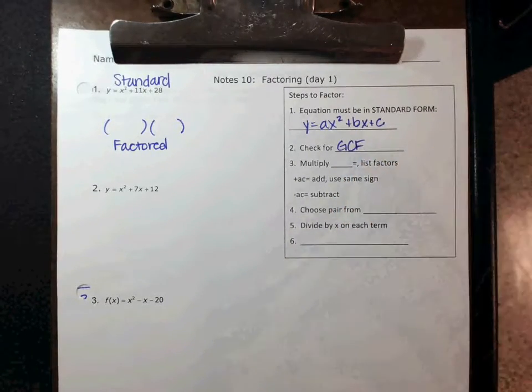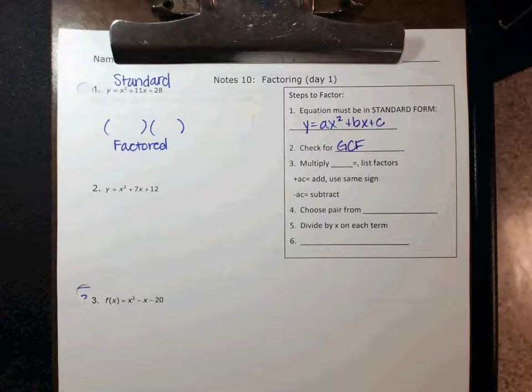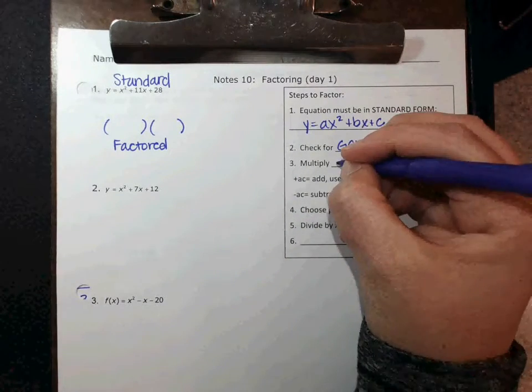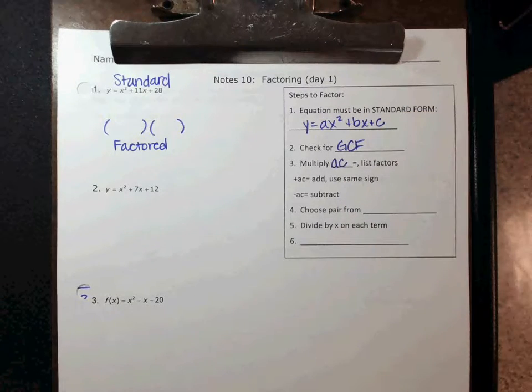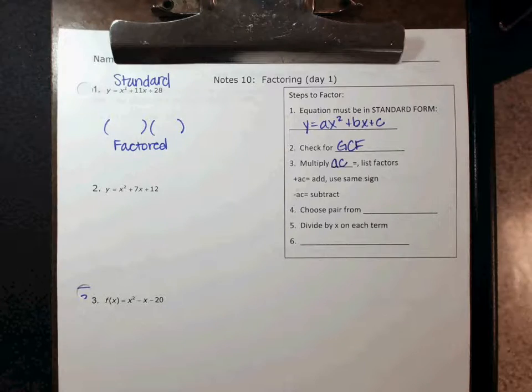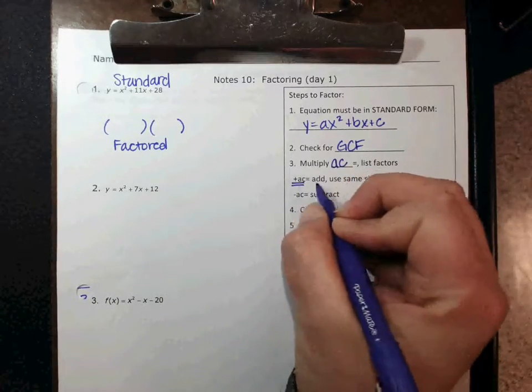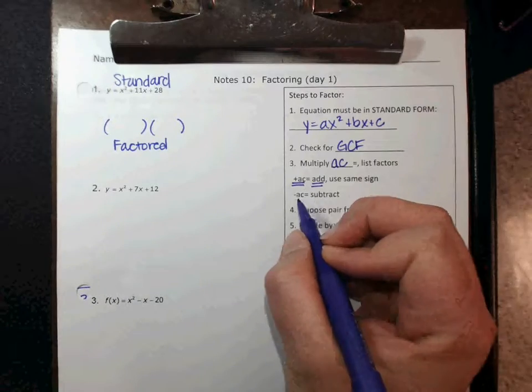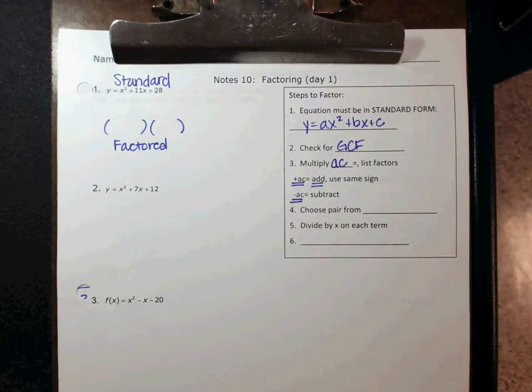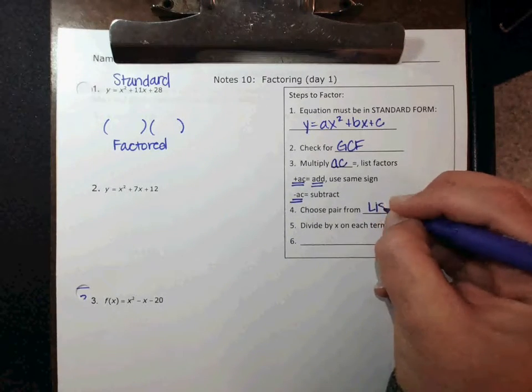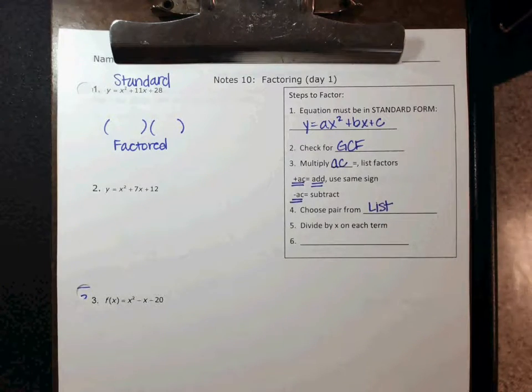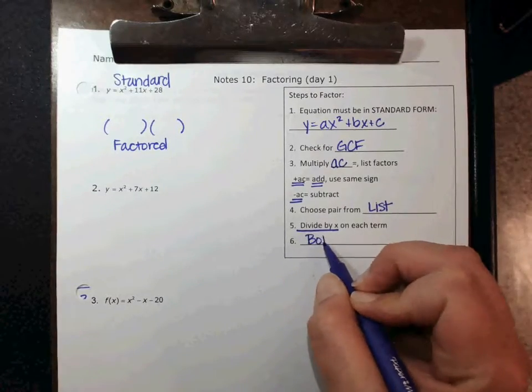What does that stand for? Greatest common factor. Good. Then you are going to multiply AC together, and you are going to list out all possible factors. If your AC is positive, you are going to add and have the same sign. If your AC is negative, you are going to subtract the two numbers. The goal is to get B in the middle. Once you choose pairs from your list, you're going to divide by x on both sides, and then you're going to write your factors bottoms up.